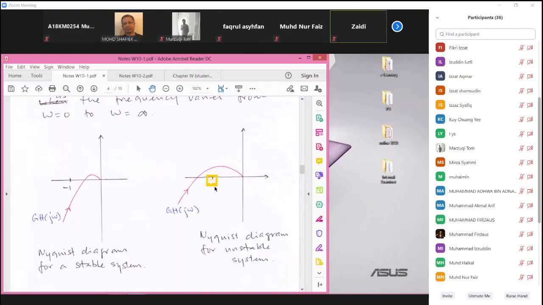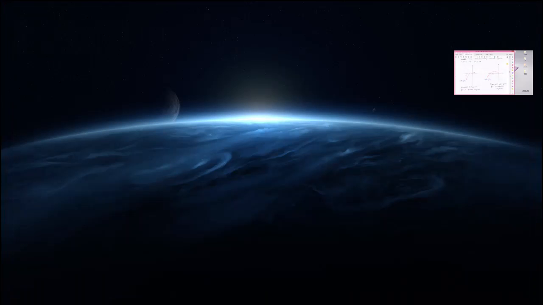The system is unstable. What is this? Go away. Close that. Okay, so that is how you know whether the system is stable or not. You just look at this point -1.